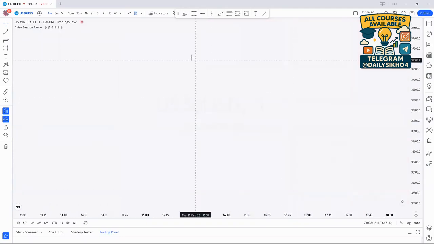If you use structure properly, you can find continuation trades during the New York session. That's the plan which we are going to use.